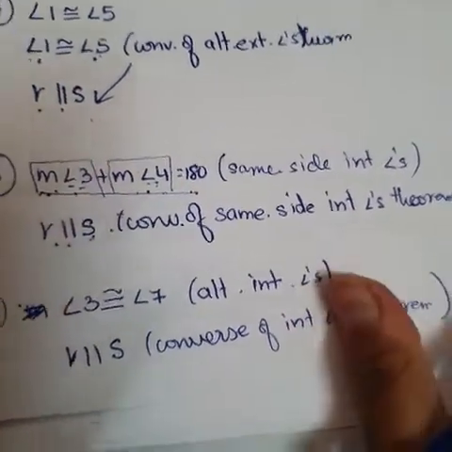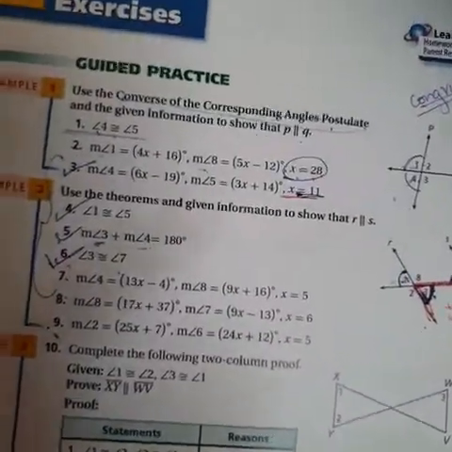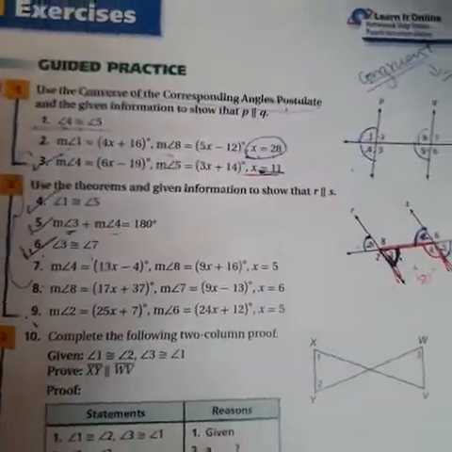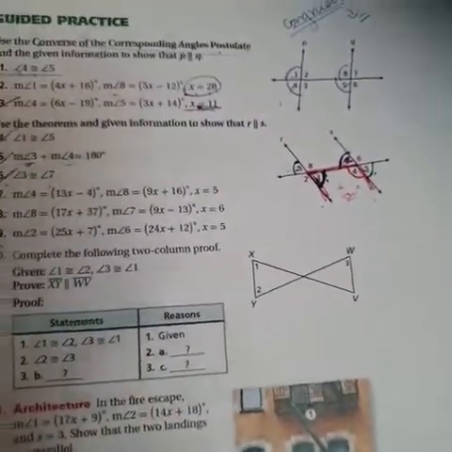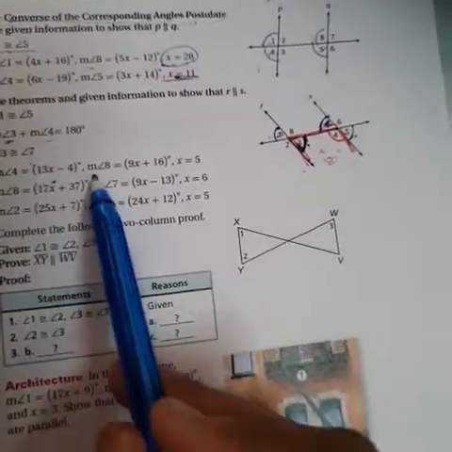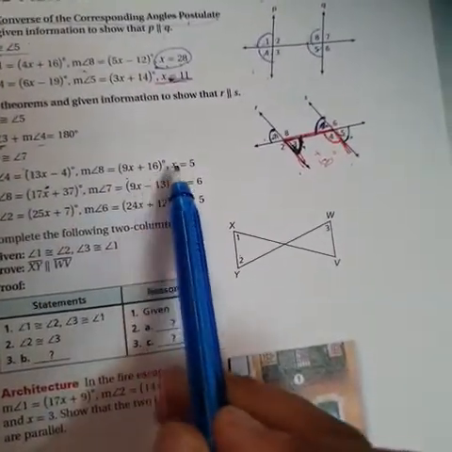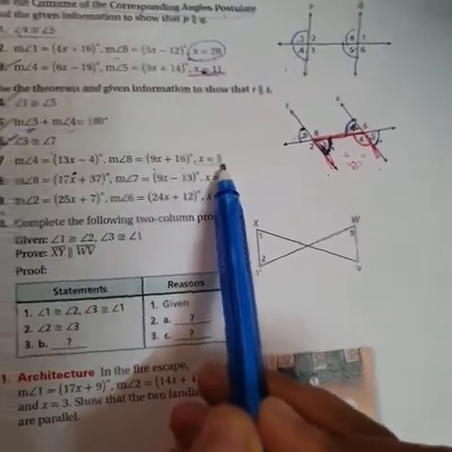Clear? Now to move on, the next is question number 7. Okay, if you have solved it, very good, because I told you to try to solve it, but I don't know how many of you have solved it. So question number 7: angle 4 is 13x minus 4 and angle 8 is 9x plus 16, whereas the value of x is given to be 5.